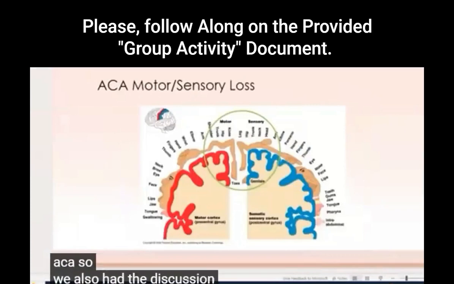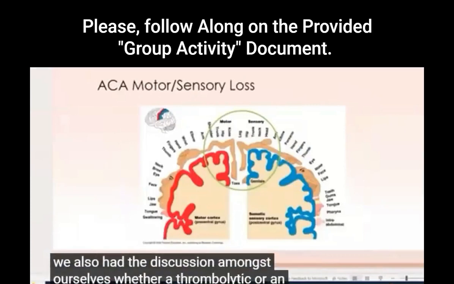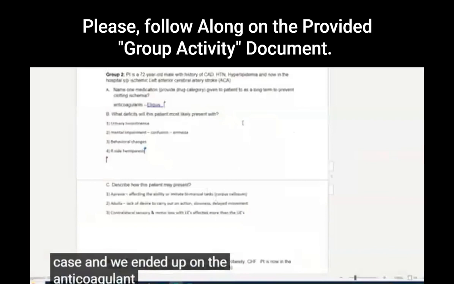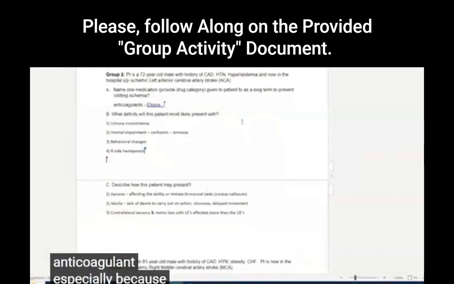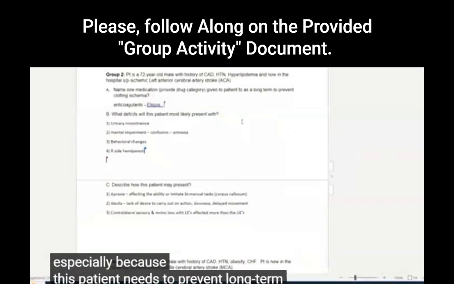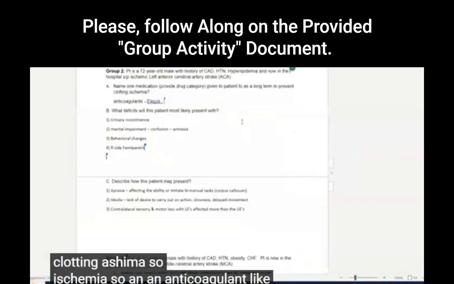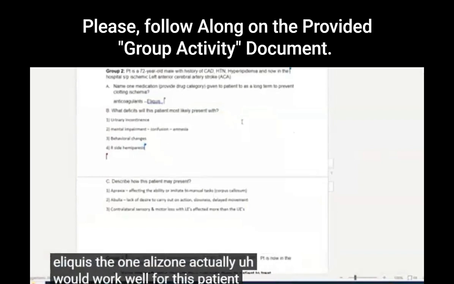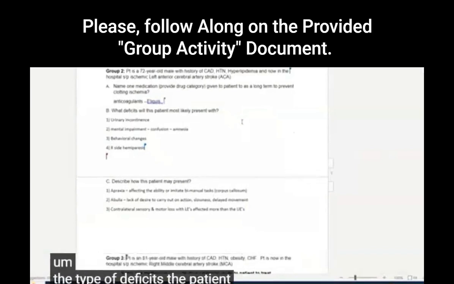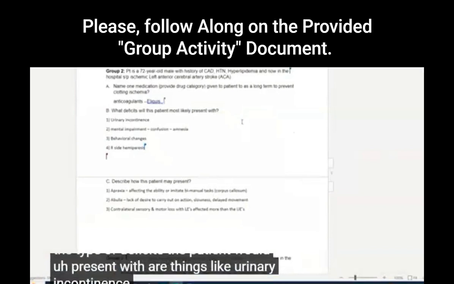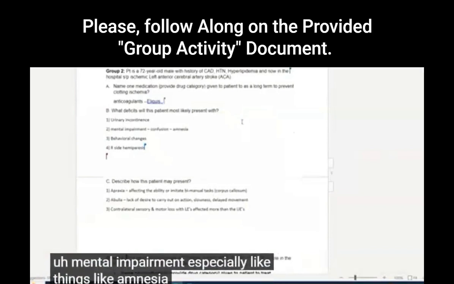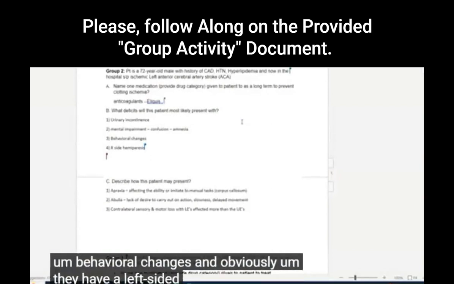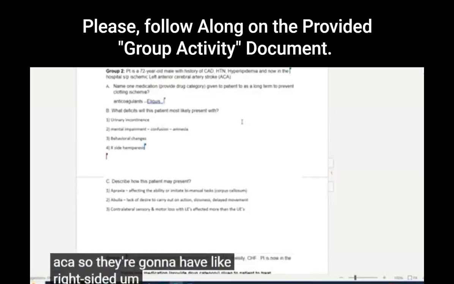We also had the discussion amongst ourselves whether a thrombolytic or an anticoagulant would be preferred in this case, and we ended up on the anticoagulant, especially because this patient needs to prevent long-term clotting ischemia. An anticoagulant like Coumadin or Eliquis, the one I was on, actually would work well for this patient. The type of deficits the patient would present with are things like urinary and mental impairment, especially amnesia or confusion, behavioral changes, and obviously they have a left-sided ACA, so they're going to have sided paralysis.